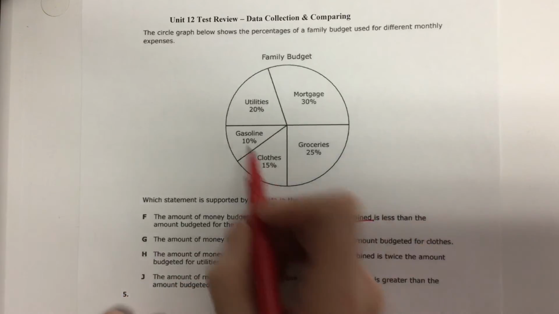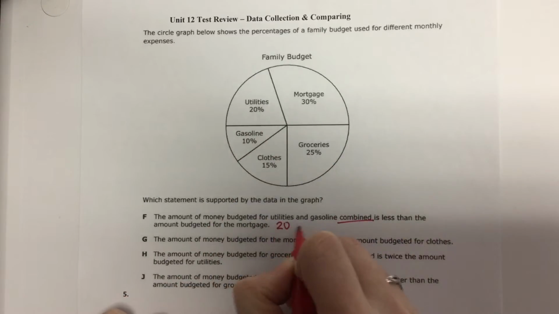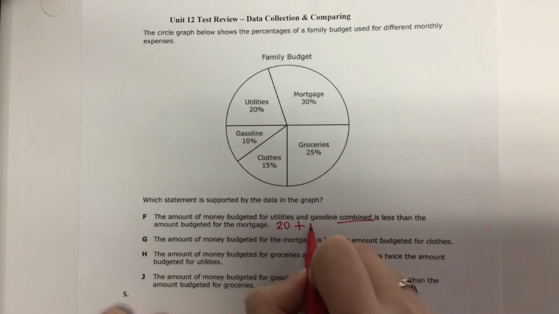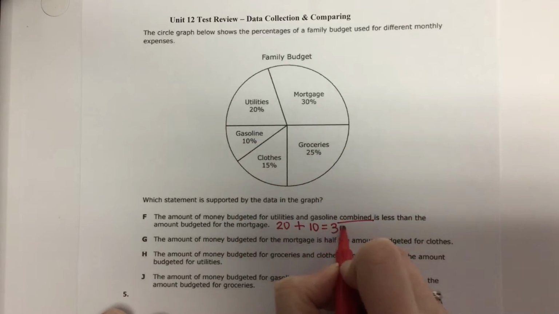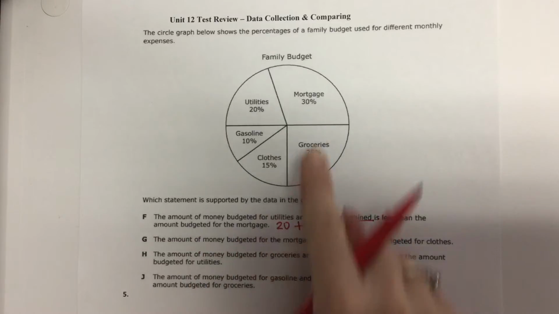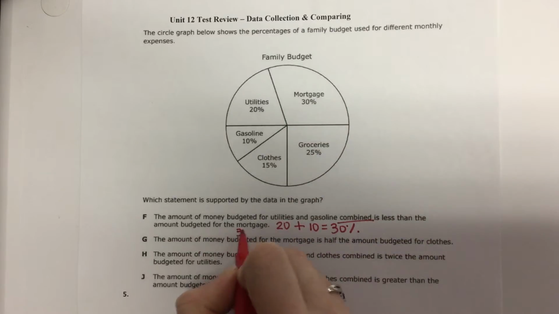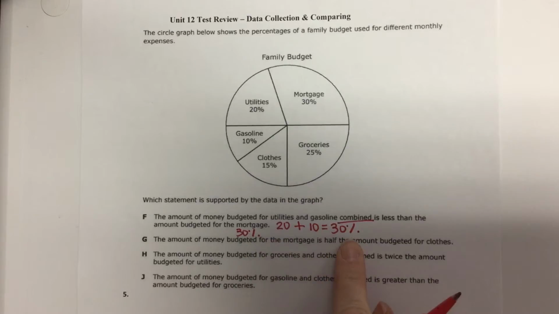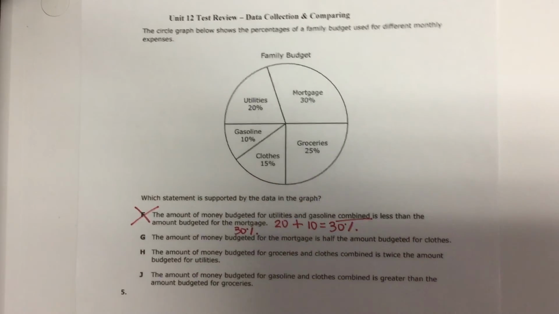So I need to add those two together. So utilities is 20. Gas I can see here is 10, so that's a combined percentage of 30. It says is less than the amount budgeted for mortgage. Well, mortgage is also 30%, and those two percentages are equal. So I'm going to get rid of F.